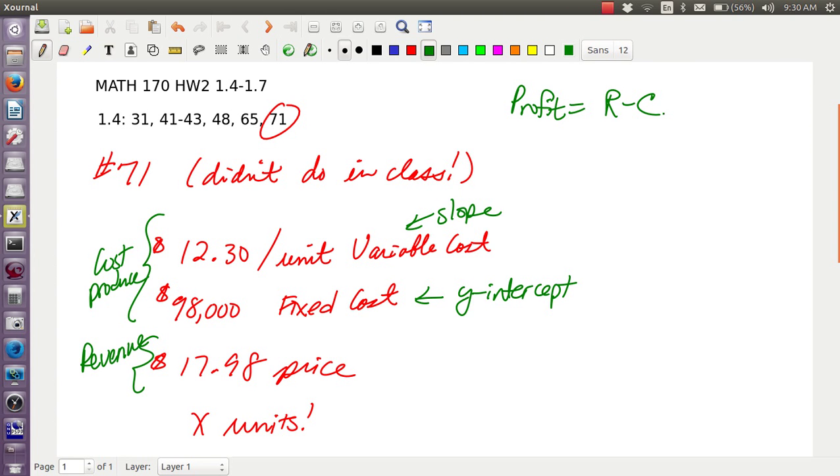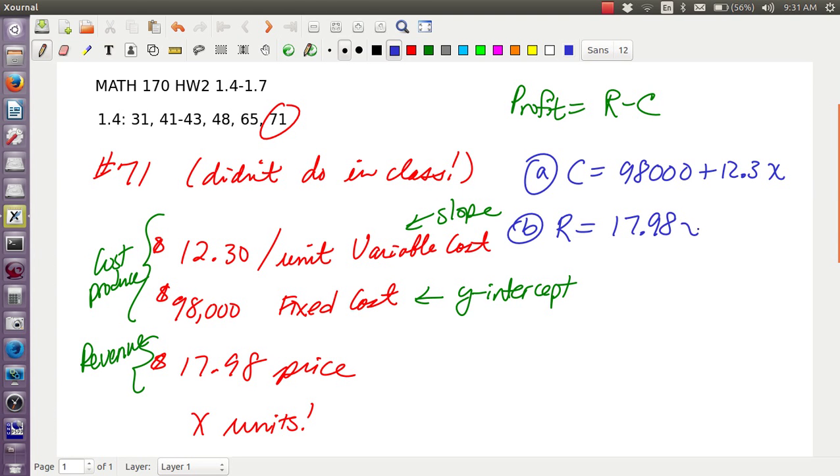And so what they want you to do is find the total cost for the business. Actually, they tell you what I just told you. But part A says find the total cost function. So all you have to do is say it's 98,000 plus 12.3 times x. You can put the 0 in there, I don't care. Okay, so that's the total cost. And the total revenue, they want you to just think about this. The total revenue is $17.98 per unit, and there's x units. So it's very easy.